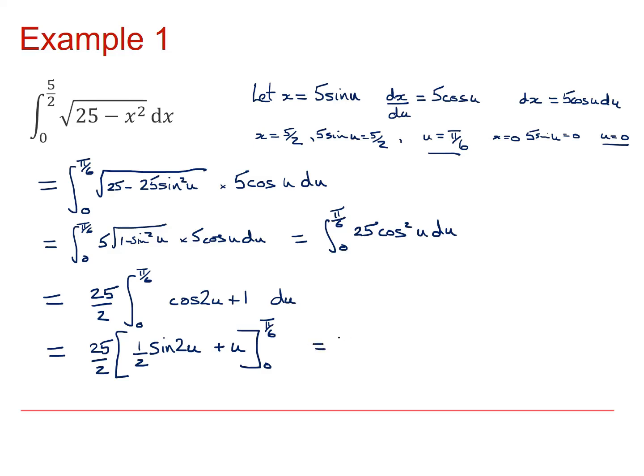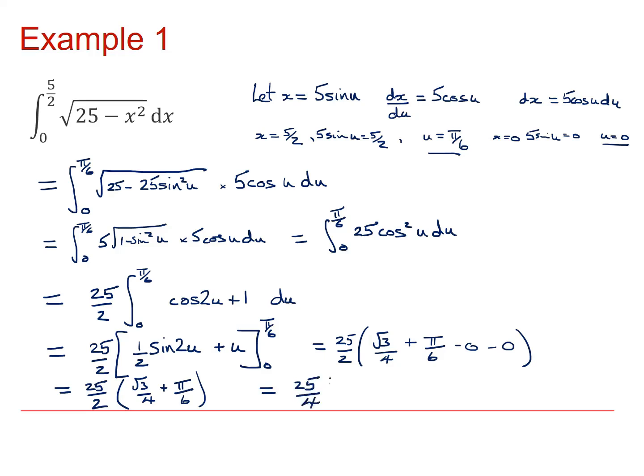And plugging in those values, I get 25 over 2 times a half of sine pi by 3, which is going to be root 3 over 2. So I'm going to get root 3 over 4 in there, plus pi by 6, and then 0, sine of 0 is 0, and of course u is 0, so I get that. So my final result looks to be 25 over 2 times root 3 over 4 plus pi by 6, which I could write as 25 over 4 times root 3 over 2 plus pi by 3.